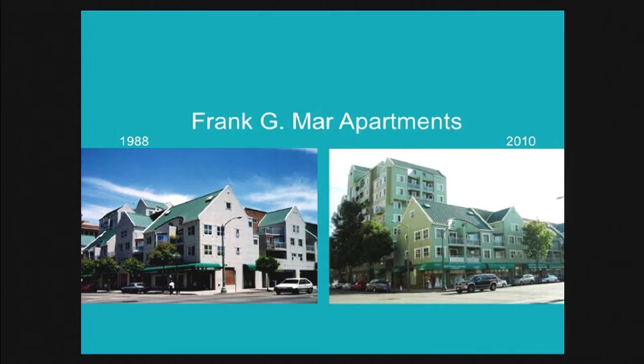Half of it is rented to low-income families. The other half is to seniors. And it was really intended to try to keep some of these extended families together that were evident in that time in that community. I wanted to show these two photographs side by side just to give you a sense that the only thing that's really changed from the time it was built to now is they've changed the color.